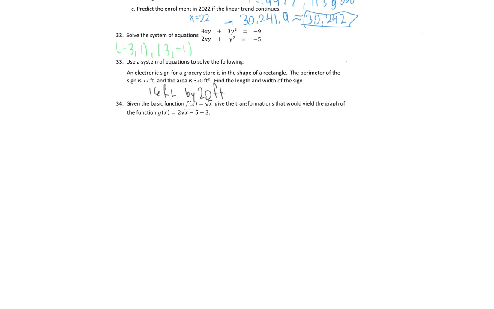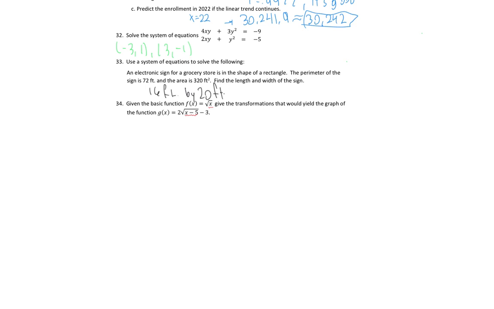So going on to number 34, it says, given the basic function f of x equals square root of x, give the transformations that would yield the function 2 times the square root of x minus 5, minus 3. Well, the first thing we need to look at for transformations are horizontal shifts. And horizontal stuff is on the inside, and the inside, I'll say, is inside the square root, right? So on the inside, a shift would be a plus or a minus.